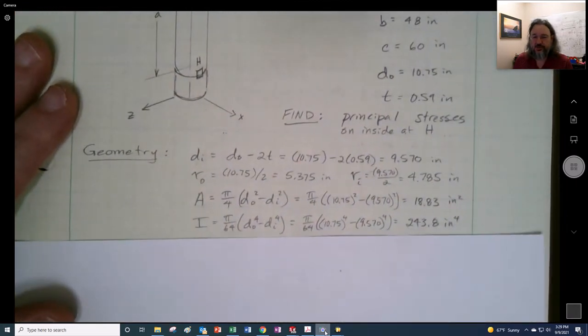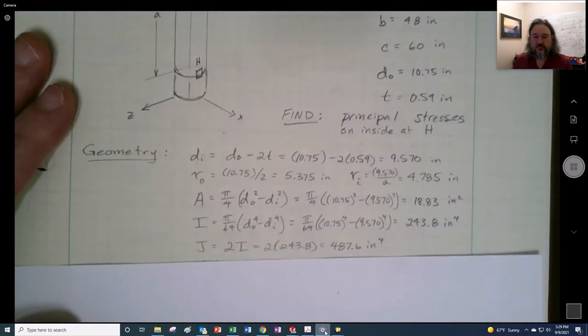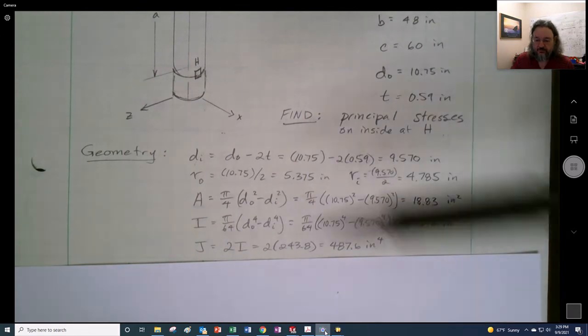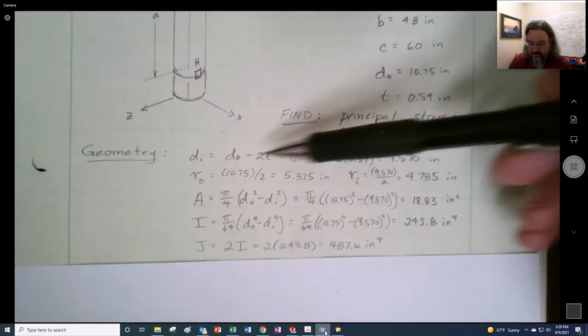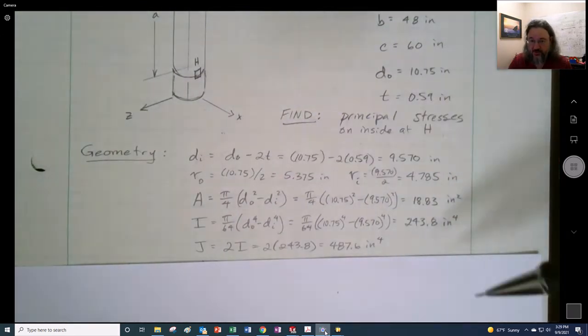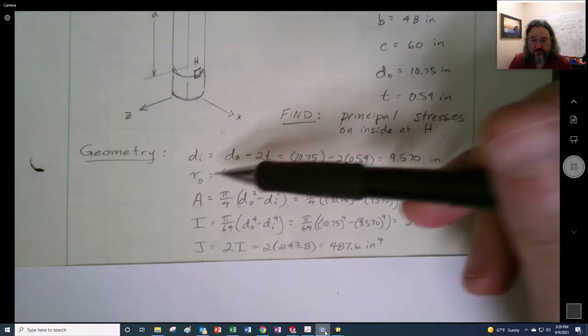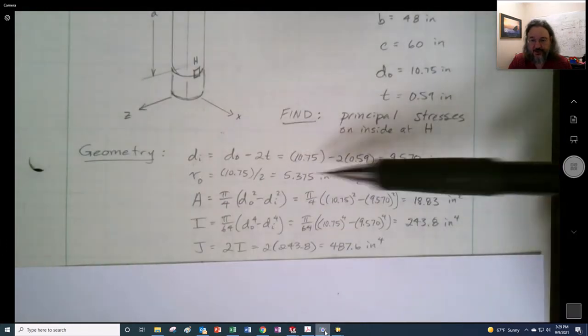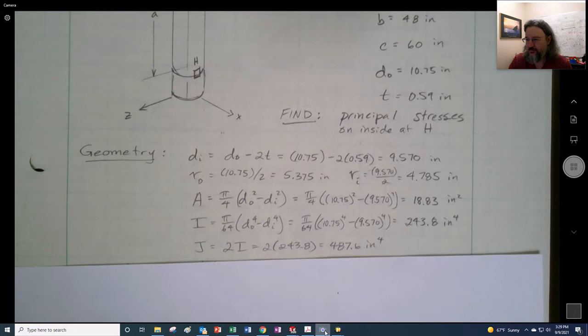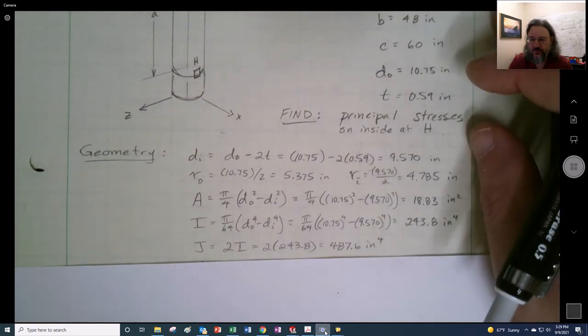First thing I do is get some geometry out of the way. So I get the inside diameter, which is the outside diameter minus 2 times the thickness. And then I get the outside radius and the inside radius, because I'm going to need that for the equations that we use for the thick-walled.